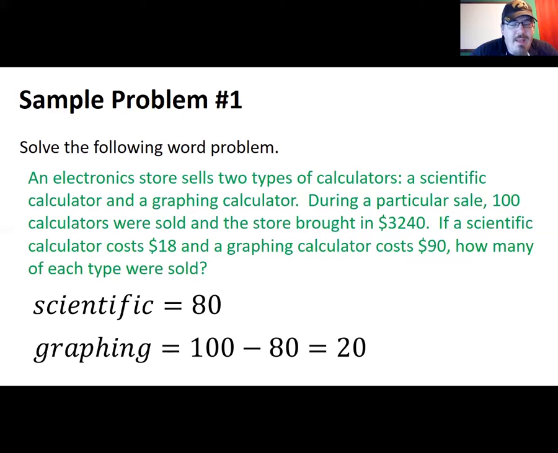You can always go back and check your work by making sure that in this case, 80 and 20 adds up to 100. You can also do the math with the cost. So if I take 18 times 80 and 90 times 20 and add those up, if you take my word for it, we will get 3,240 for the total amount of money that was brought in, and we are good to go. So there is the solution that we are looking for.